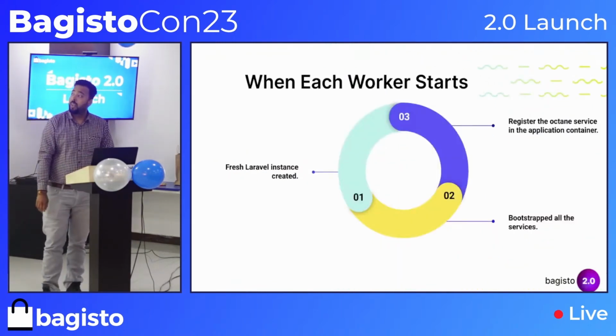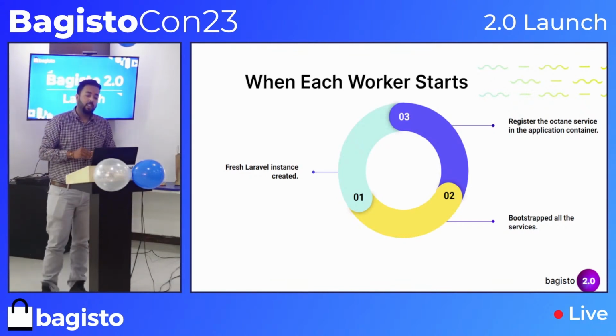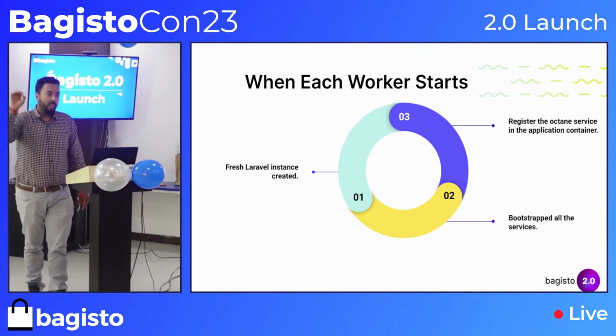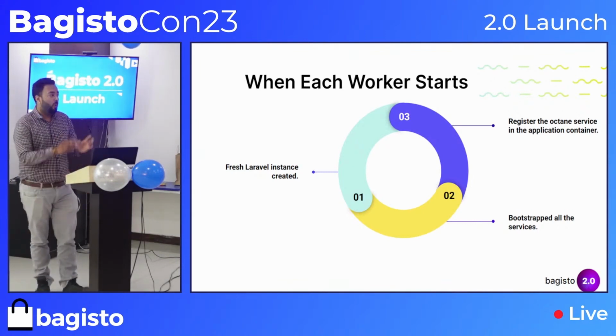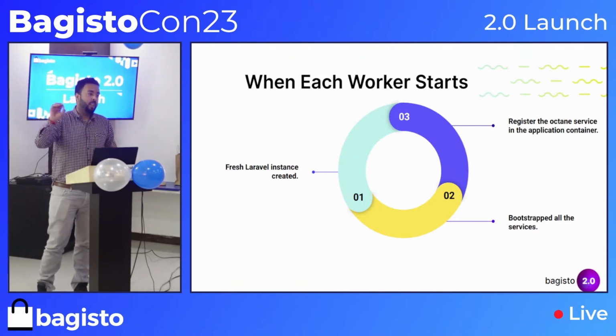So this worker will get started. And when each worker starts, what happens? In the first phase, a fresh Laravel instance is created. The second is that it boots all the services. And the third is that it registers the Octane service in the application container. So your Laravel application is loaded in memory for an entire period of time. Just imagine, your request has not even hit the shop and your Laravel application is already ready. If you have 4 workers, then 4 Laravel application instances will be created. Not even a single request has reached the server and your Laravel application is already created.